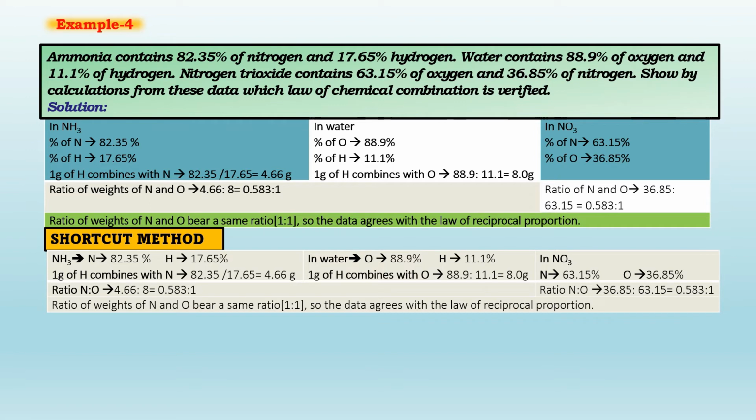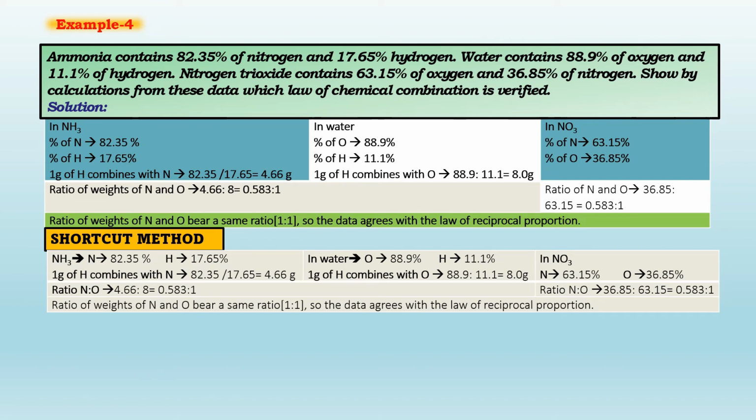Shortcut method. In ammonia, we compare the percentage of nitrogen and hydrogen. So 1 gram of hydrogen combines with nitrogen equal to 82.35 divided by 17.65, which is equal to 4.66 gram. And in water, we compare how much 1 gram of hydrogen combines with oxygen, that is equal to 8 gram. Then we compare the weight of nitrogen and oxygen in both the compounds, that is equal to 4.66 is to 8, that is equal to 0.5831.